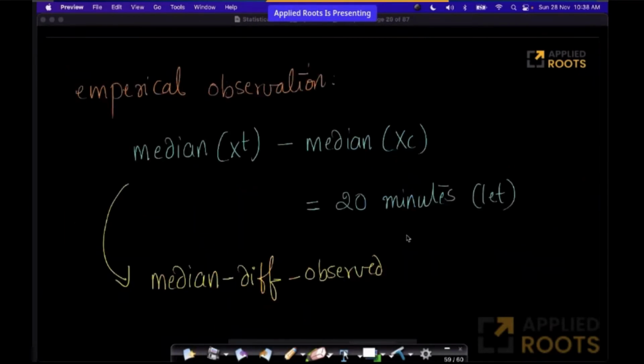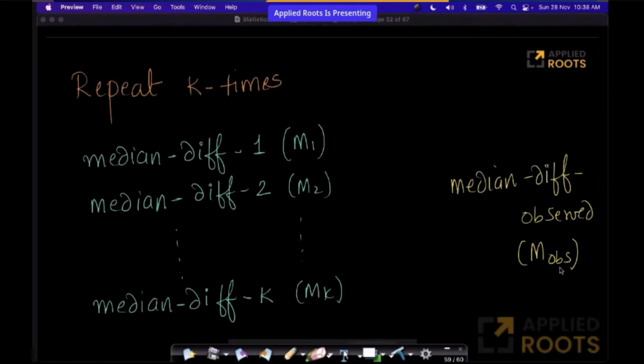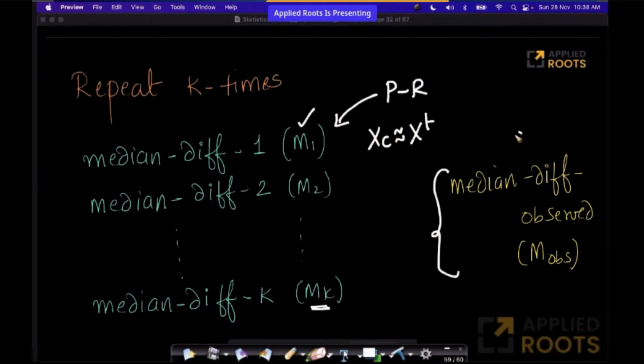Let me just take you back there. So that median difference observed is this. And we said, let's just assume it's 20 minutes. So we are just going to call it median observed. Again, every time instead of writing median diff something, I'll just write it as M1, M2, Mk. These are the differences of medians that we have observed in our permutation and resampling, assuming that xc is the same as xt. While this is the actual observed in our control treatment.